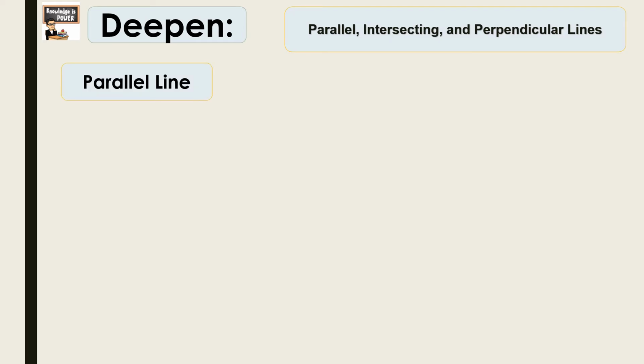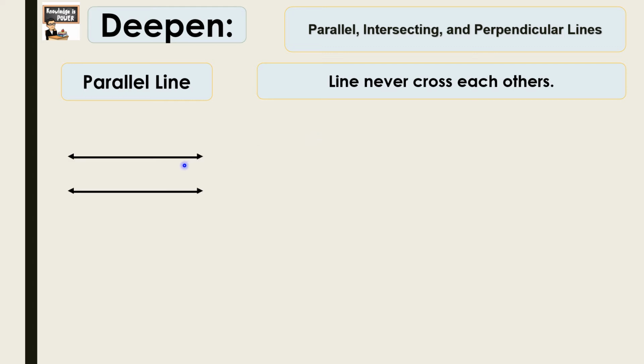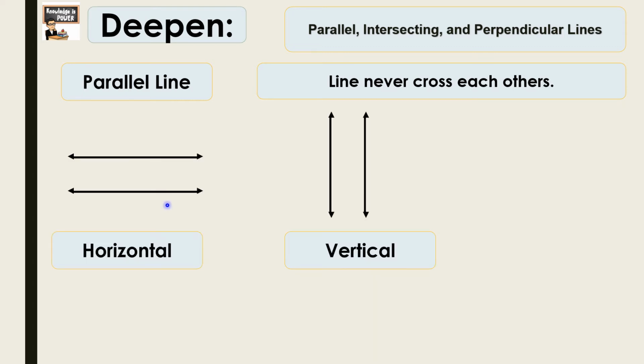So, parallel lines. Lines never cross each other. Parallel lines are just like the rails of a train. So that is the best example for parallel lines. They can be horizontal, vertical, or diagonal. As you can see, if you extend both lines, they will not meet. So those are the parallel lines.